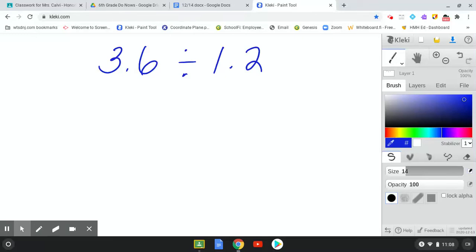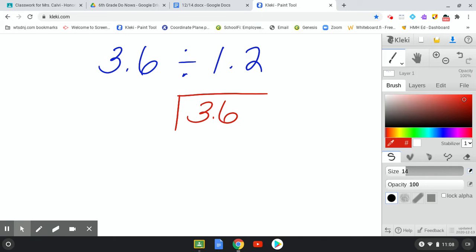Quick review on dividing by decimals. So this means that your dividend and your divisor will both have decimals. So first thing we want to do is set up the problem. We are taking 3 6/10 and we are dividing by 1 2/10. The first number always goes inside of your division box.